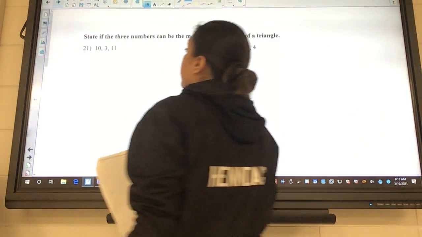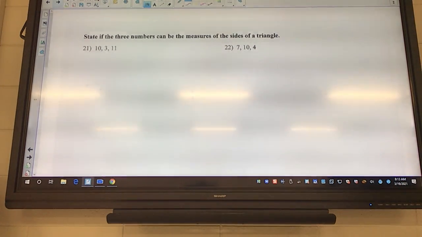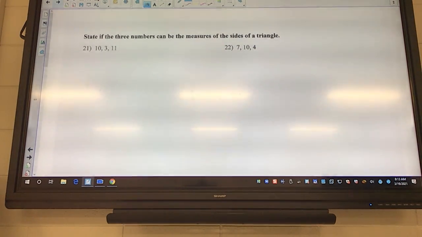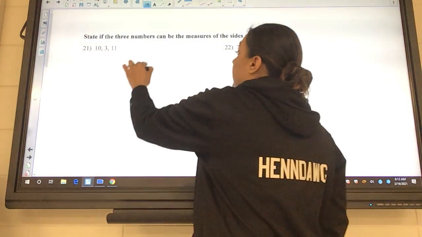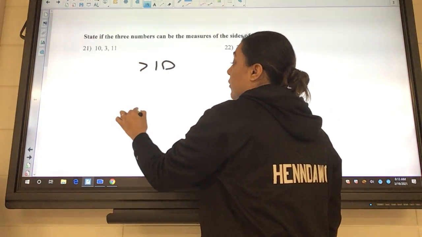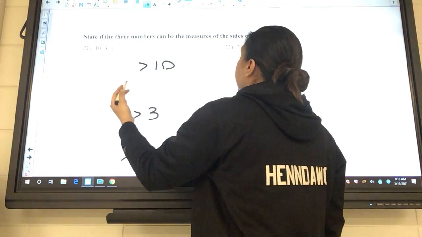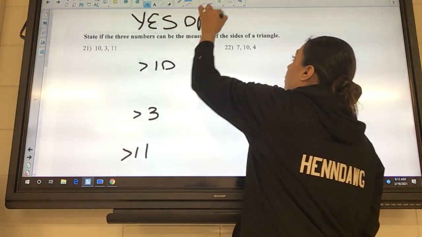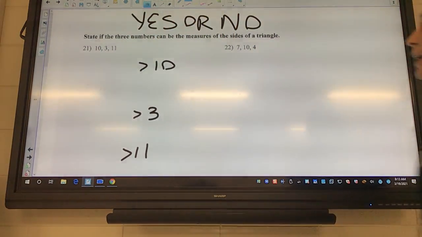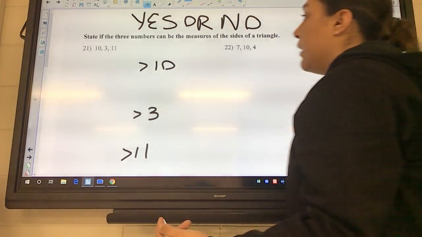Okay, the next section on here says state if the 3 numbers can be the measure of sides of a triangle. And so we've just done this not that long ago. So you're going to say greater than 10, greater than 3, greater than 11. Now, these all need to be answered yes or no. Okay, if you do not have a yes or no, then I don't know what you're doing. Okay, you can do all the math, but I don't know.